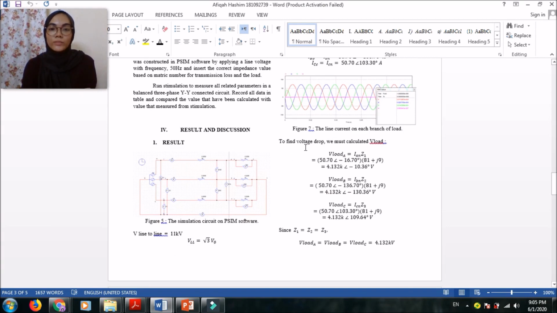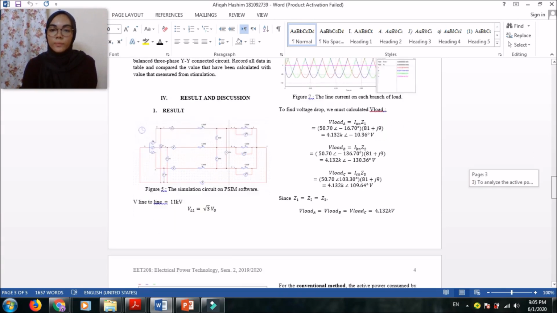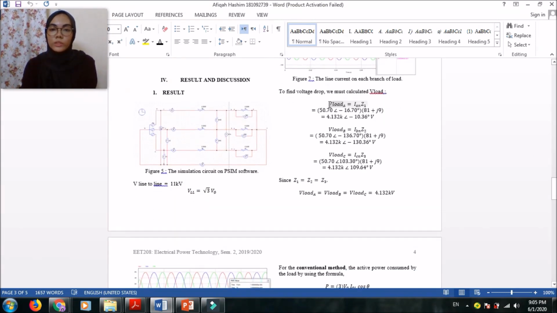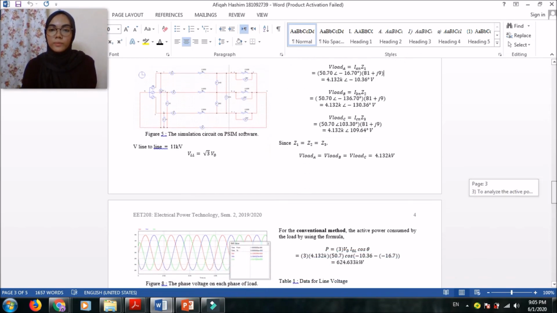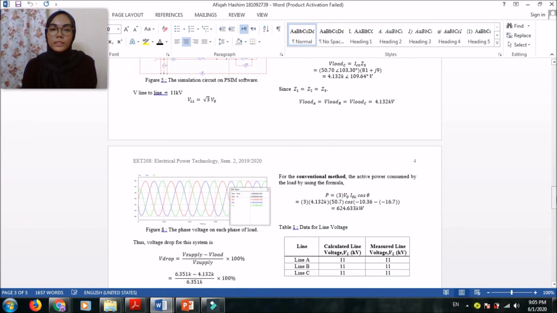To find the voltage drop, we must calculate the V load first. So we use this formula to calculate the V load using the line current. And then since Z1 is equal to Z2 is equal to Z3, the V load is the same: V load A, V load B, and V load C. They will get 4.132 kilovolt.